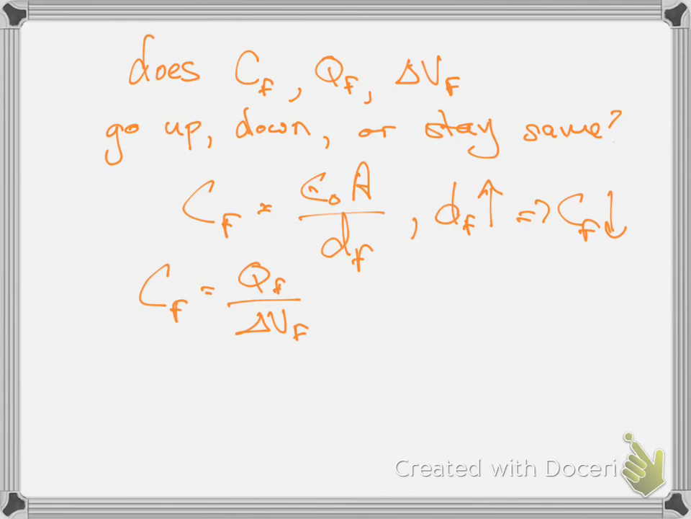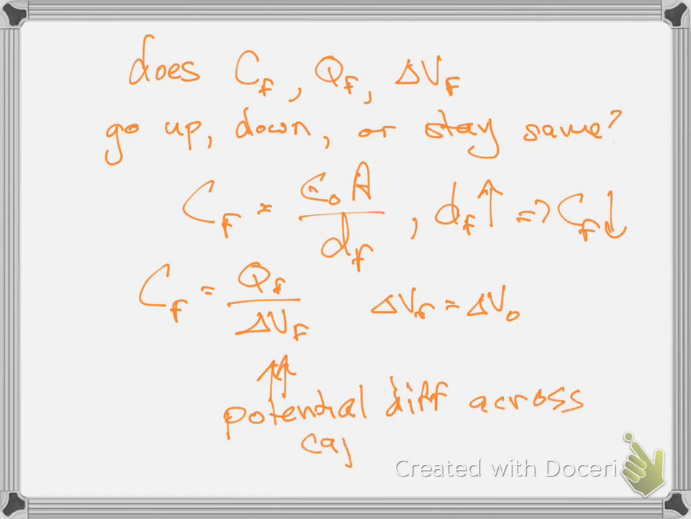Well, what you have to recognize is that the capacitor is still attached to the battery, which has a potential of delta V0. By separating the plates, we don't change the voltage of the battery, so delta VF is still equal to delta V0 because it's still attached to the battery. And the potential difference across the capacitor. Notice that this is, and we talked about this before, but I want to remind you that this is the potential difference across the capacitor, not the potential difference of the battery.